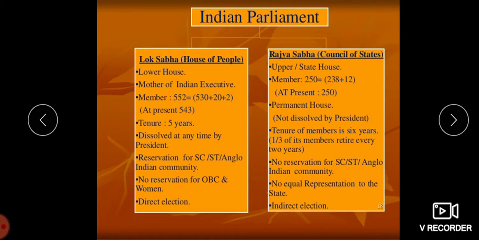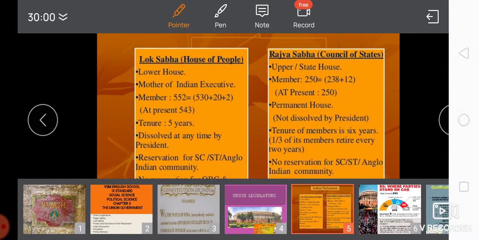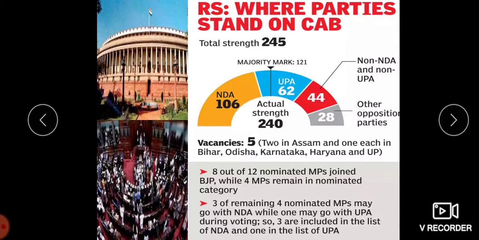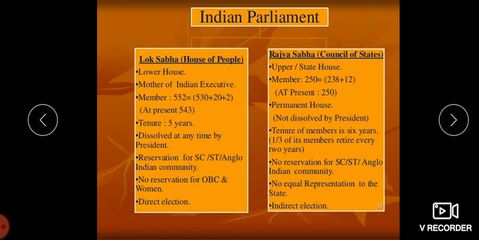The next is we will move on to the Indian Parliament, that is, we have two houses. One is the Lok Sabha and another one is the Rajya Sabha. Now we will move on to the Lok Sabha. Let us see the difference. Lok Sabha is the house of the people, whereas Rajya Sabha is the council of states. Lok Sabha is the lower house, Rajya Sabha is the upper house. This is just a description I am giving. We will move into detail with this in the further class, children.